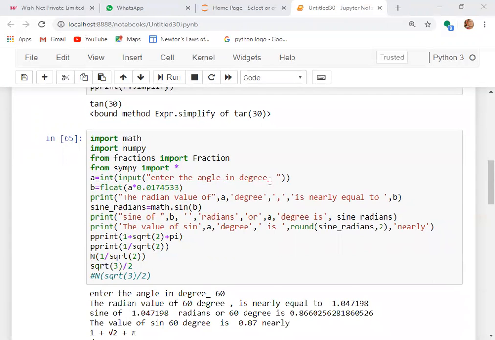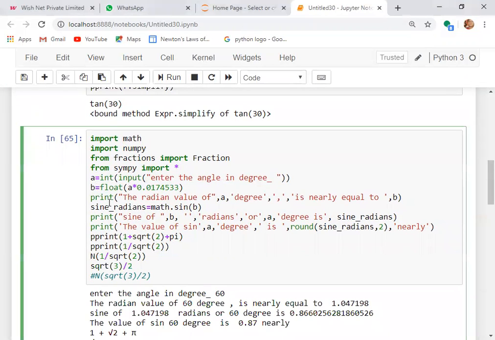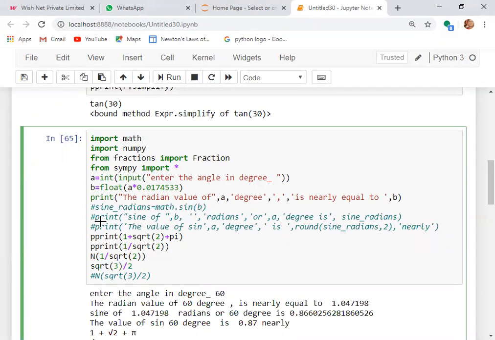If you want to enter the angle in degree, then first we have to go to the basic one, and then we use this little bit complicated one. Start with scratch. These values will automatically come. So in this case, we are importing four different libraries in order to find out.